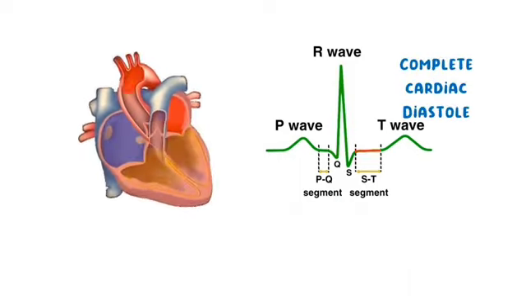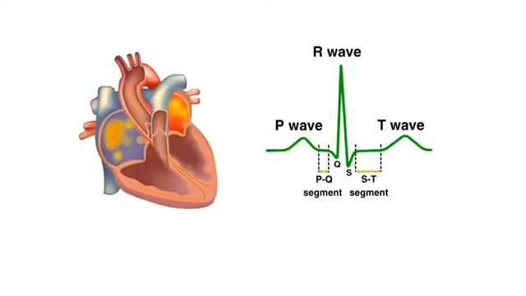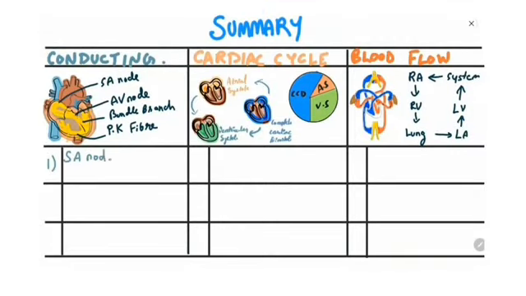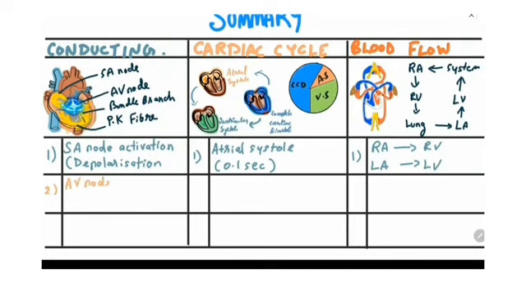To summarize the conducting system, cardiac cycle and blood flow, we can see that when the SA node gets activated, in the cardiac cycle, atrial contraction occurs, which takes up about 0.1 second. This atrial contraction causes blood from the atrium to go to the ventricles. When the AV node gets depolarized, it causes ventricular systole, which takes up about 0.3 second. Ventricle contractions enable the ventricles to pump blood into the lungs and into the system.